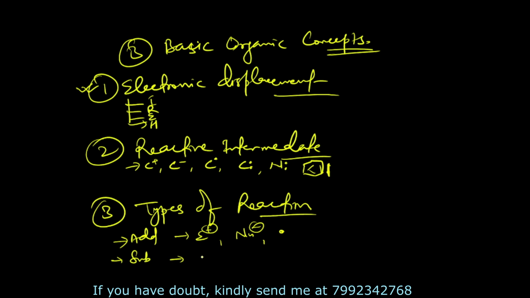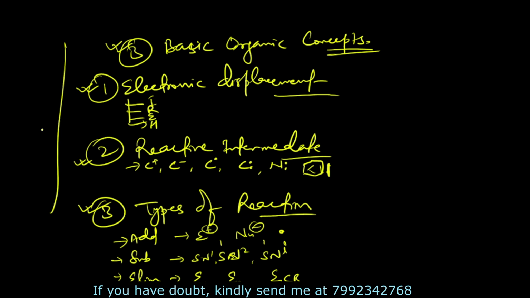Substitution reaction: SN1, SN2, SNi, intramolecular. Then you have aromatic substitution reactions, electrophilic aromatic substitution and nucleophilic aromatic substitution. Then you will have elimination reaction. Under elimination reaction: E1, E2, E1cB, conjugate base. So if you know this basic organic chemistry, where the 3 concepts are electronic displacement, reactive intermediates, and type of reaction, you will be master of chemistry.